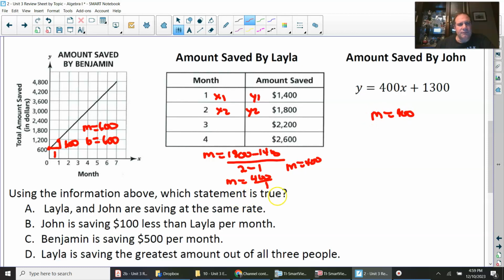So using it, which statement is true? Layla and John are saving at the same rate. It is 400 for Layla. John, 400. We don't have to look any further. A is your answer.